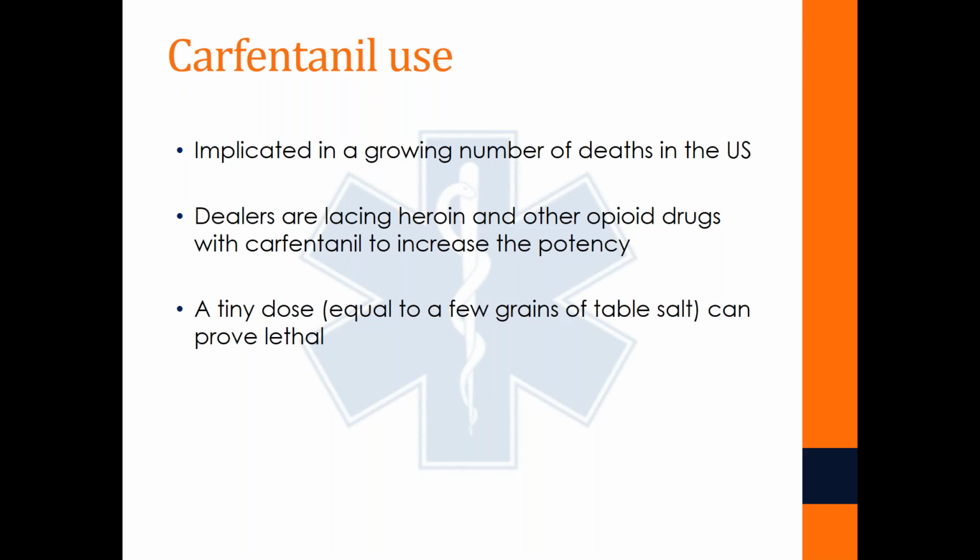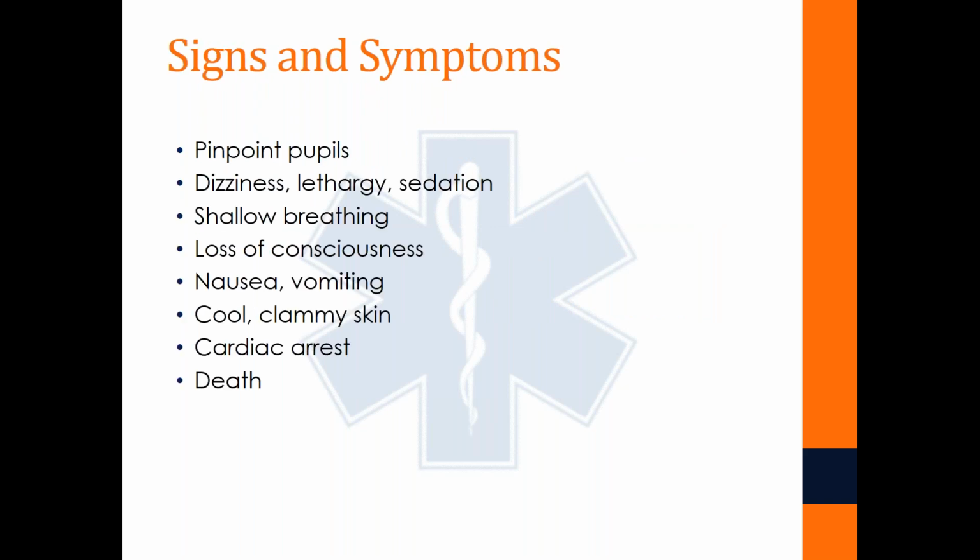So when we have areas where we see a lot of overdoses in a small period of time, generally we know that something like that has gone on, and it's only a matter of time before we have even more overdoses than we already see going on. But the signs and symptoms and management are much the same. Pinpoint pupils, lethargy, sedation, shallow breathing, loss of consciousness, cool, clammy skin. The more potent the opiate, the more likely our patient is to show some pretty significant outward signs and symptoms of shock, possibly even be in cardiac arrest.